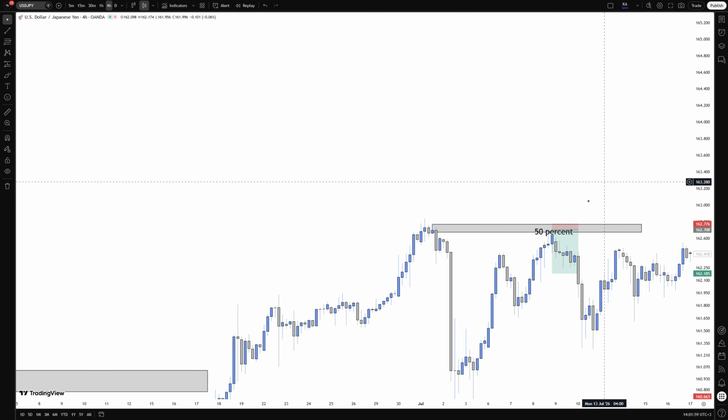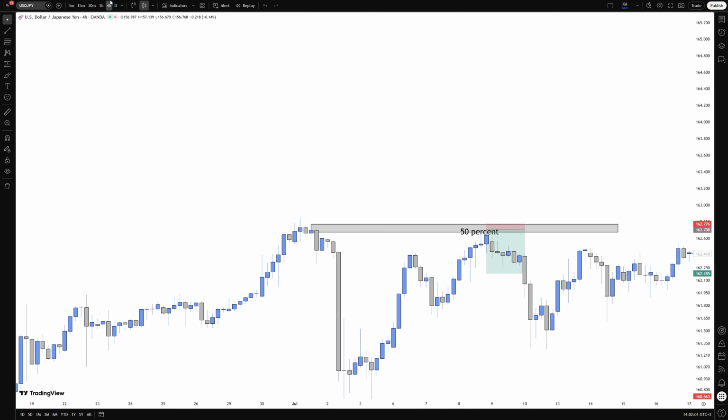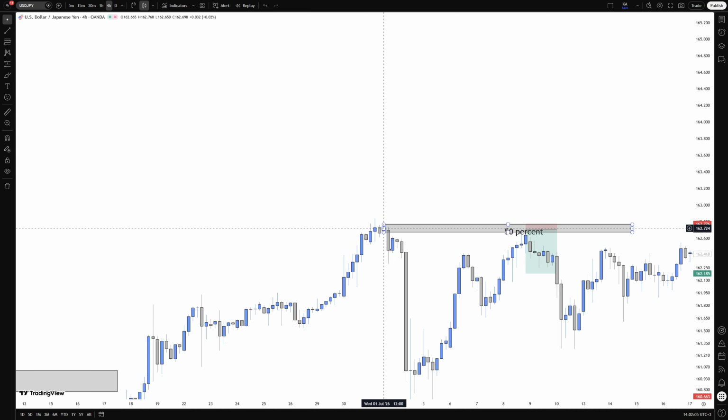Yeah, it could work sometimes, but as I said, 4 hour time frame, we spot it. 1 hour time frame, we actually make it better, more consistent and accurate. And then we execute at 50%.